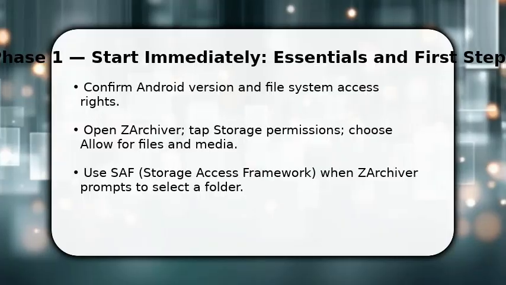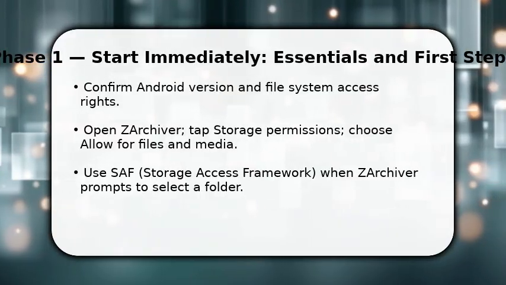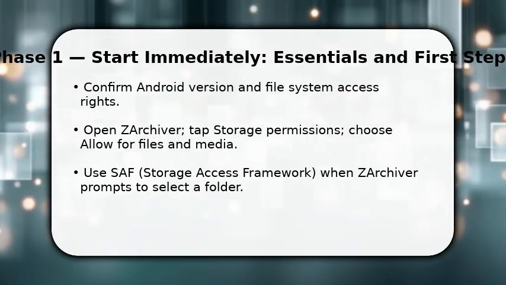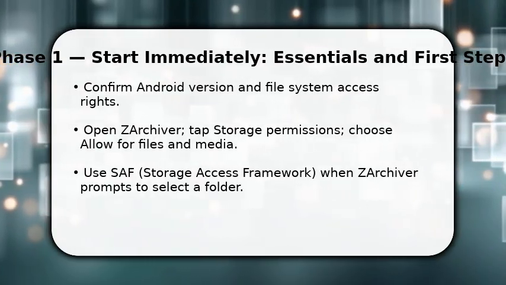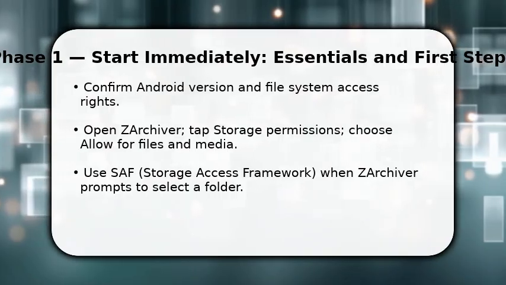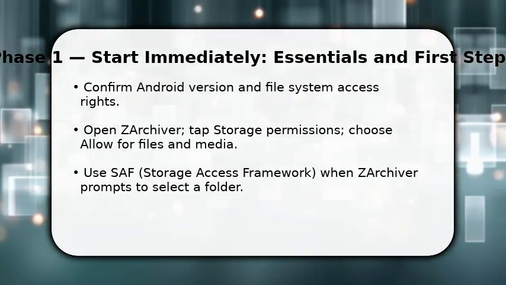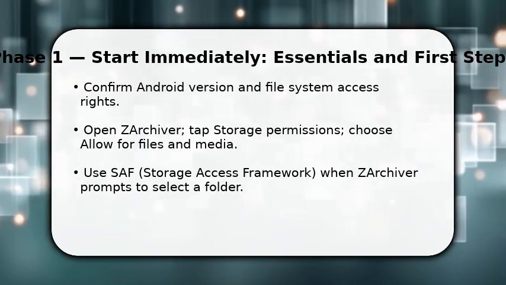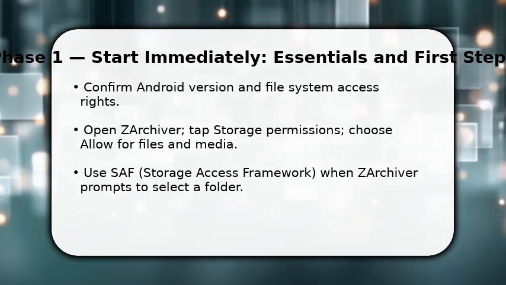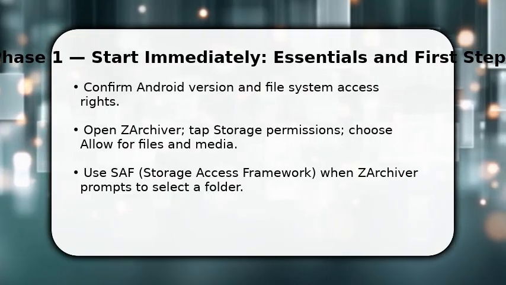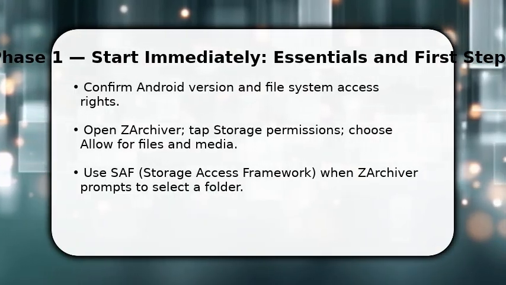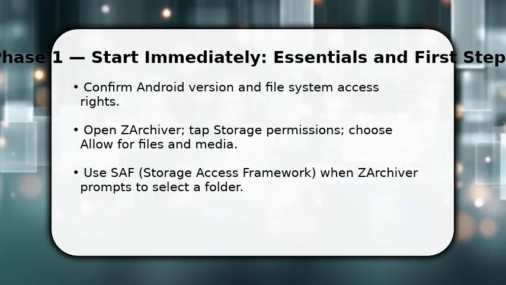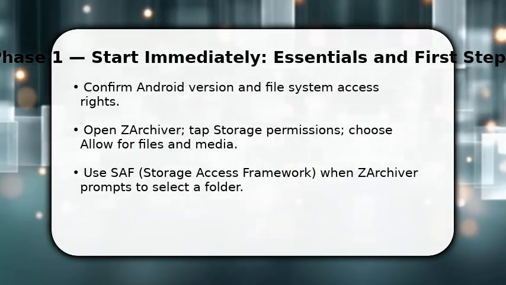Enjoy the video. You start by confirming your Android version and that Zarchiver has permission to manage files. Tap the app, go to Permissions, and grant storage or files and media access. Once done, open Zarchiver and accept the SAF prompt. Select the specific folder or root you need. This gives Zarchiver explicit access without relying on legacy APIs.